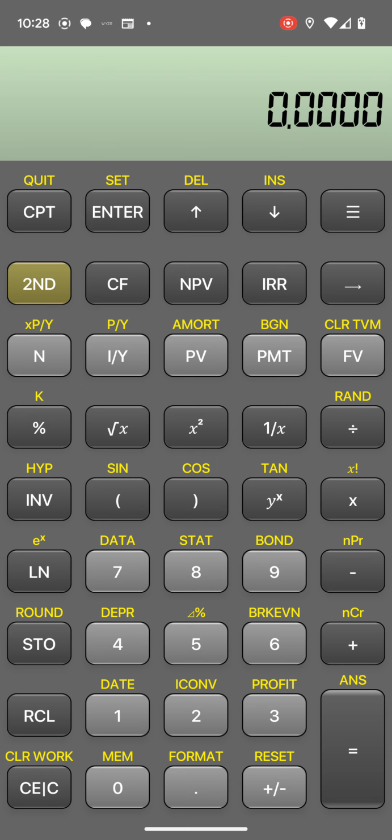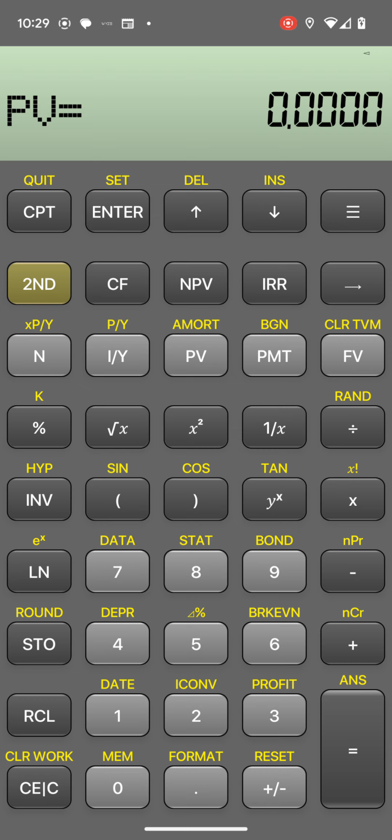Second clear time value of money. We need $10,000 in 6 years at 4.5% compounded quarterly. So we're going to have to change our number of payments per year from 12 to 4. How much do we need to deposit quarterly to get to our goal? So we're calculating a payment. So we know that our future value is $10,000. We're calculating the payment.